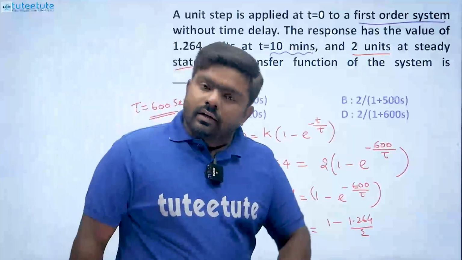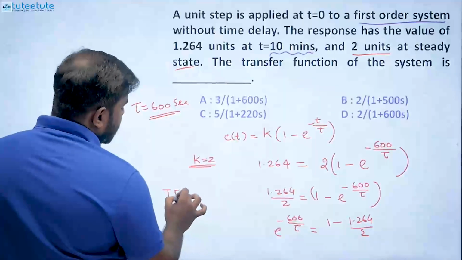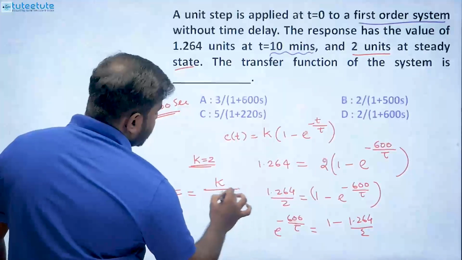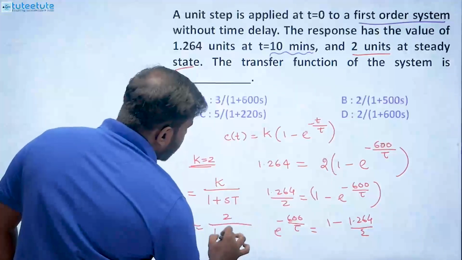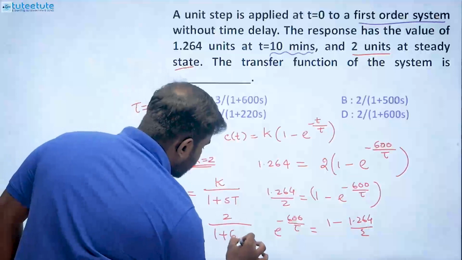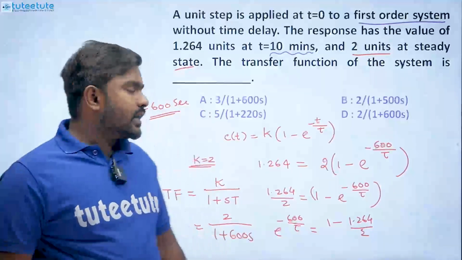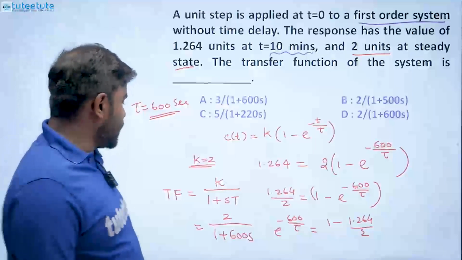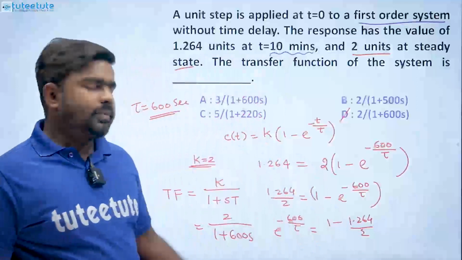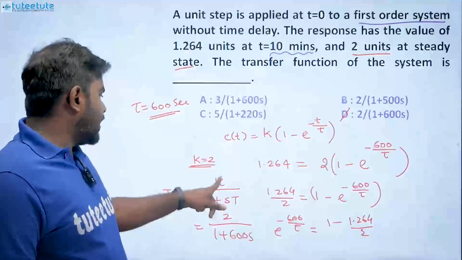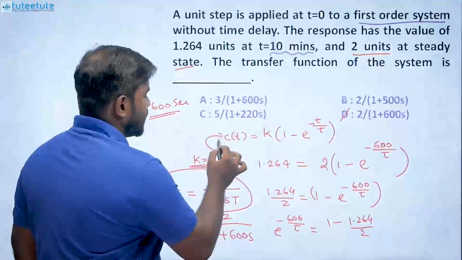So now we can write the transfer function. The transfer function would be generalized to the format of k divided by 1 plus s tau. The K value you got as 2, and the tau value you got as 600, so 1 plus 600 s. 2 divided by 1 plus 600 s would be the answer, which is option D, because tau would be 600 and k would be 2. This will be the standard transfer function for this expression.